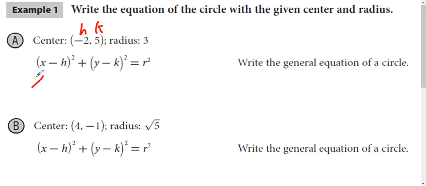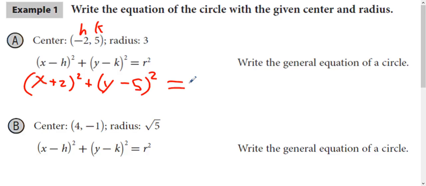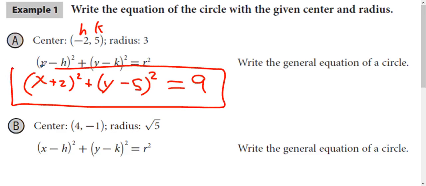So you have x minus negative 2. Minus a negative actually turns to plus 2. And we have y minus 5. Equals the radius squared. The radius is 3. Square that, you get 9. That's the equation of that circle.